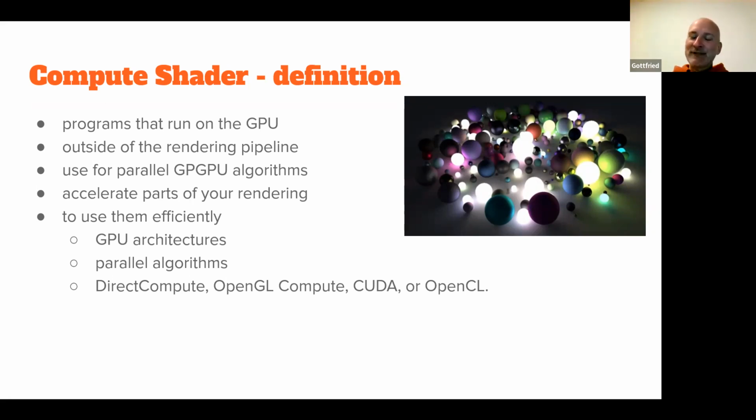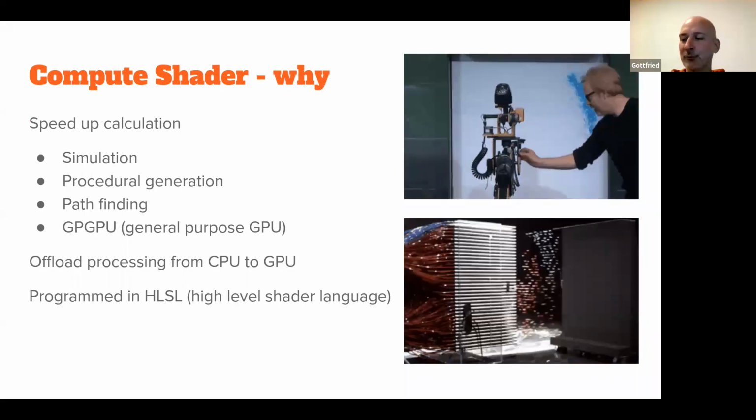One caveat is that to use them efficiently, you should understand the GPU architecture and how parallel algorithms work in general, and how you can exploit that on the GPU. Another good topic, because compute shaders are tightly bound to DirectX, is to look more into DirectCompute, OpenGL compute, CUDA, or OpenCL. They are all hitting the same topic, but with different approaches. Here we are, for sure, using the DirectX implementation of Unity and what Unity is presenting.